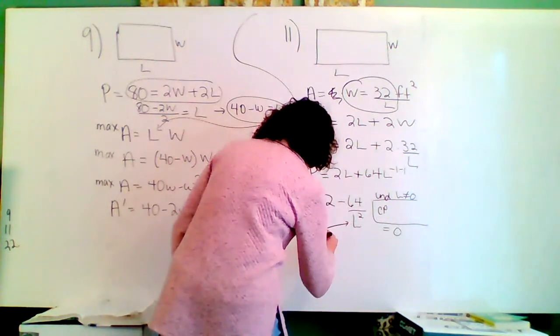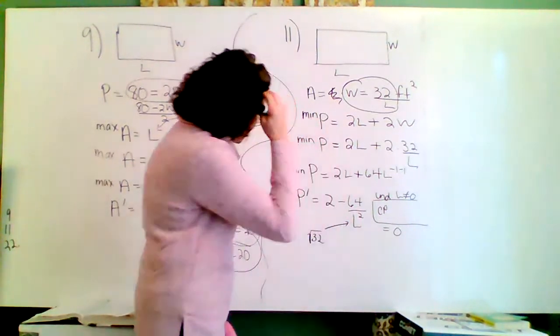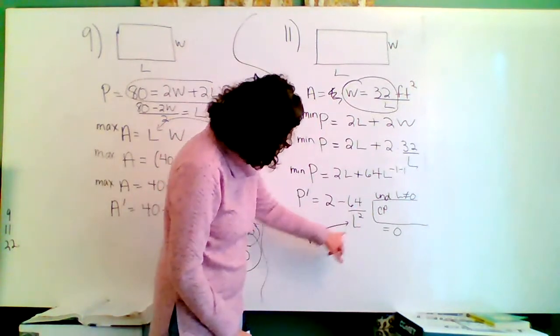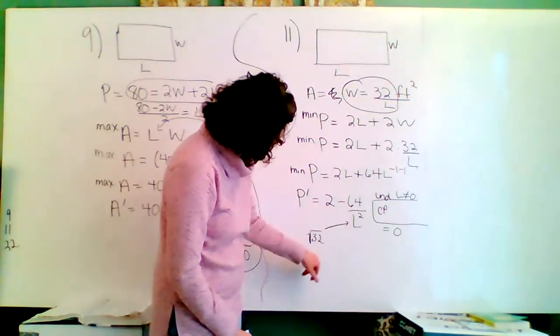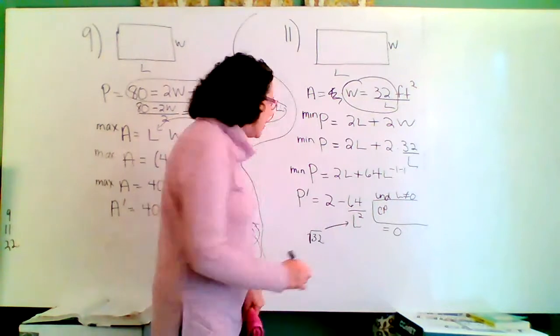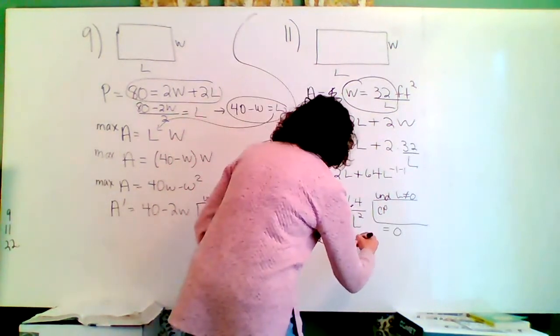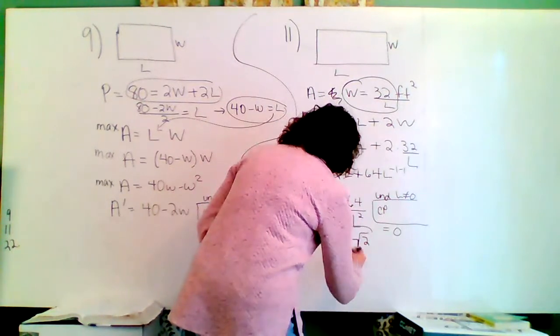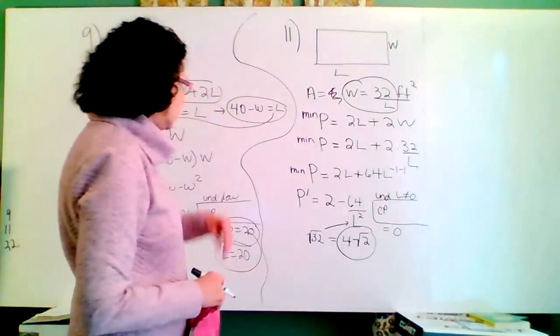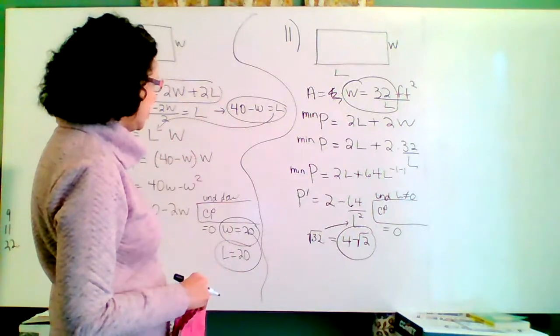The square root of 32 for the length. Again, the square root of 32 squared is 32. 64 divided by 32 is 2. Yep, we got it. They would probably write that as 4 square roots of 2, though, would be the length, right? And that minimizes the perimeter.